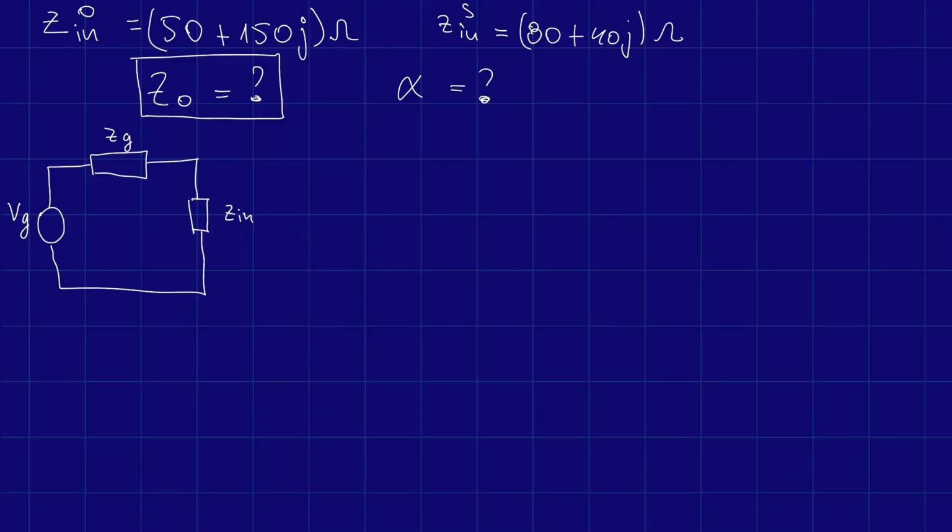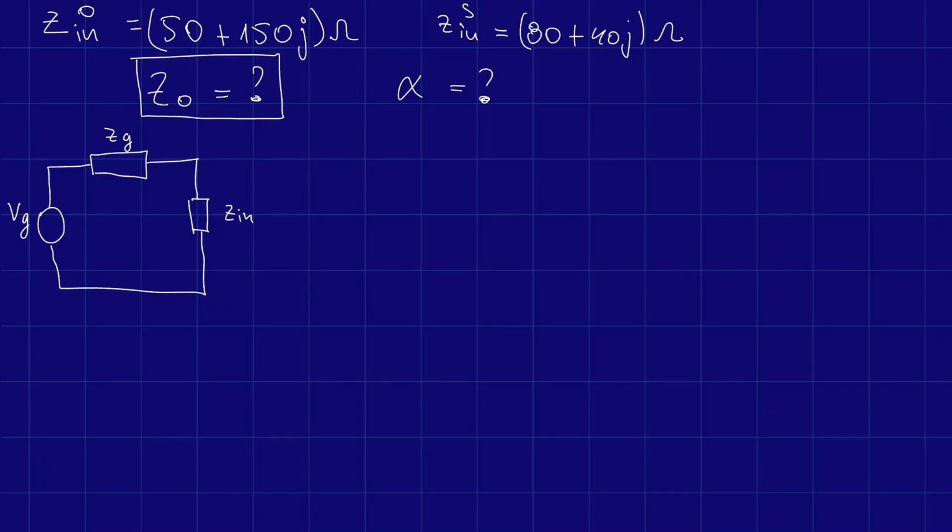And then we also measure what the input impedance Zin is when there is a short circuit as a load. And we call this Zin-S, where S stands for short. And then we use this information to find the characteristic impedance and the attenuation constant of the transmission line. In part 1, we're going to find the characteristic impedance Z0, and in part 2, the attenuation constant alpha.